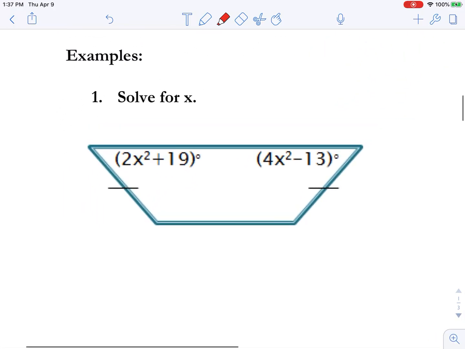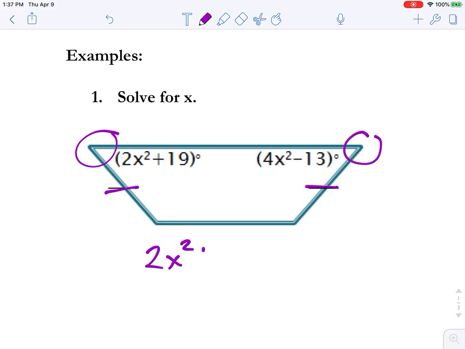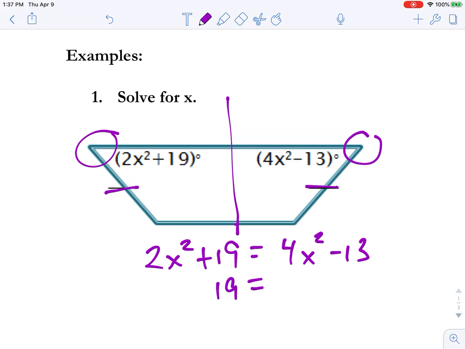For this problem, it doesn't tell you more than just that it's an isosceles trapezoid. And we know it's isosceles because of this. So if this angle equals this angle, then we can say 2x squared plus 19 equals 4x squared minus 13. This is one of the facts of isosceles trapezoid. Remember, there's that line of symmetry down the middle. If I solve this, don't get too panicky about the x squared quite yet. I'm going to subtract 2x squared from both sides.